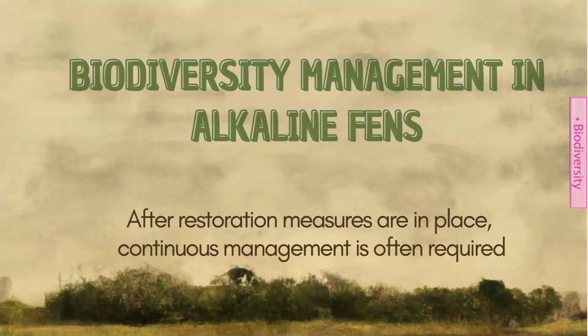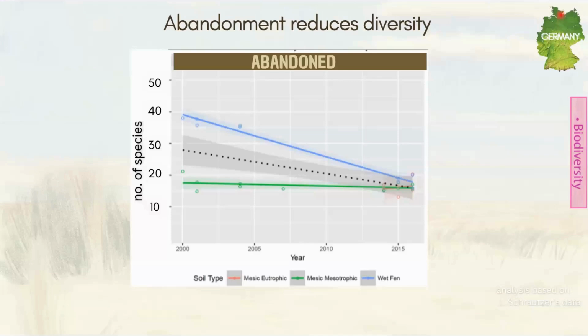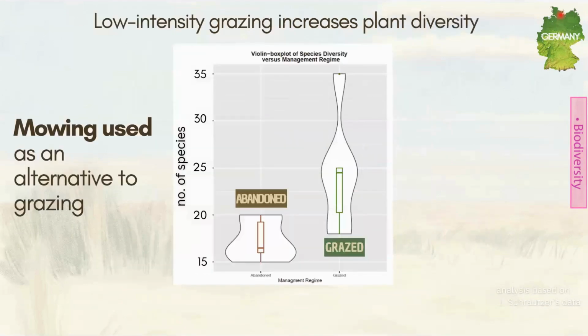So we need to manage and restore. We can't just let it be wild. For example, why is that? Because when we abandon areas, this is a study from Germany, in the Eider Valley in Schleswig-Holstein in the northwest, what happens is that if you leave an area abandoned, some species take over and become dominant, especially woody species in these kinds of river valley mire systems.